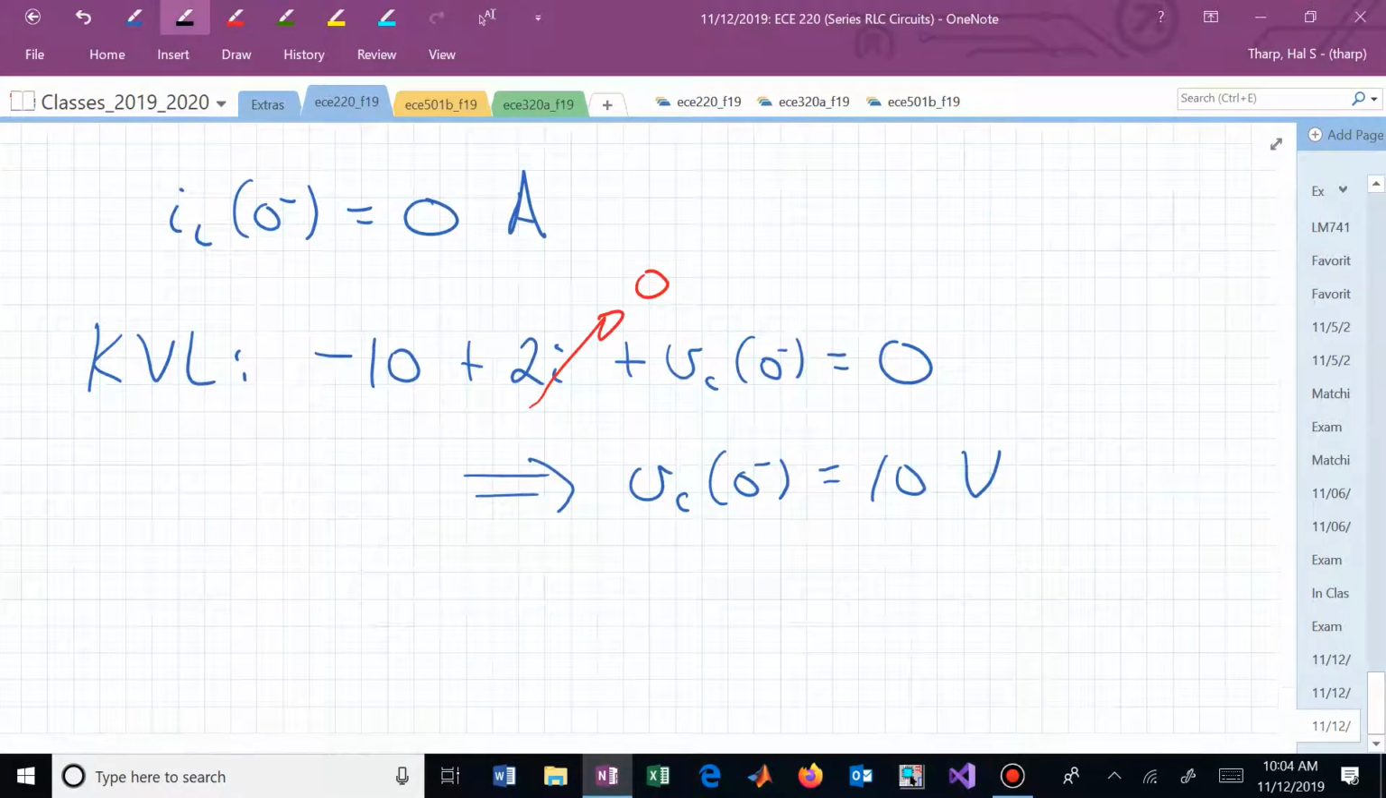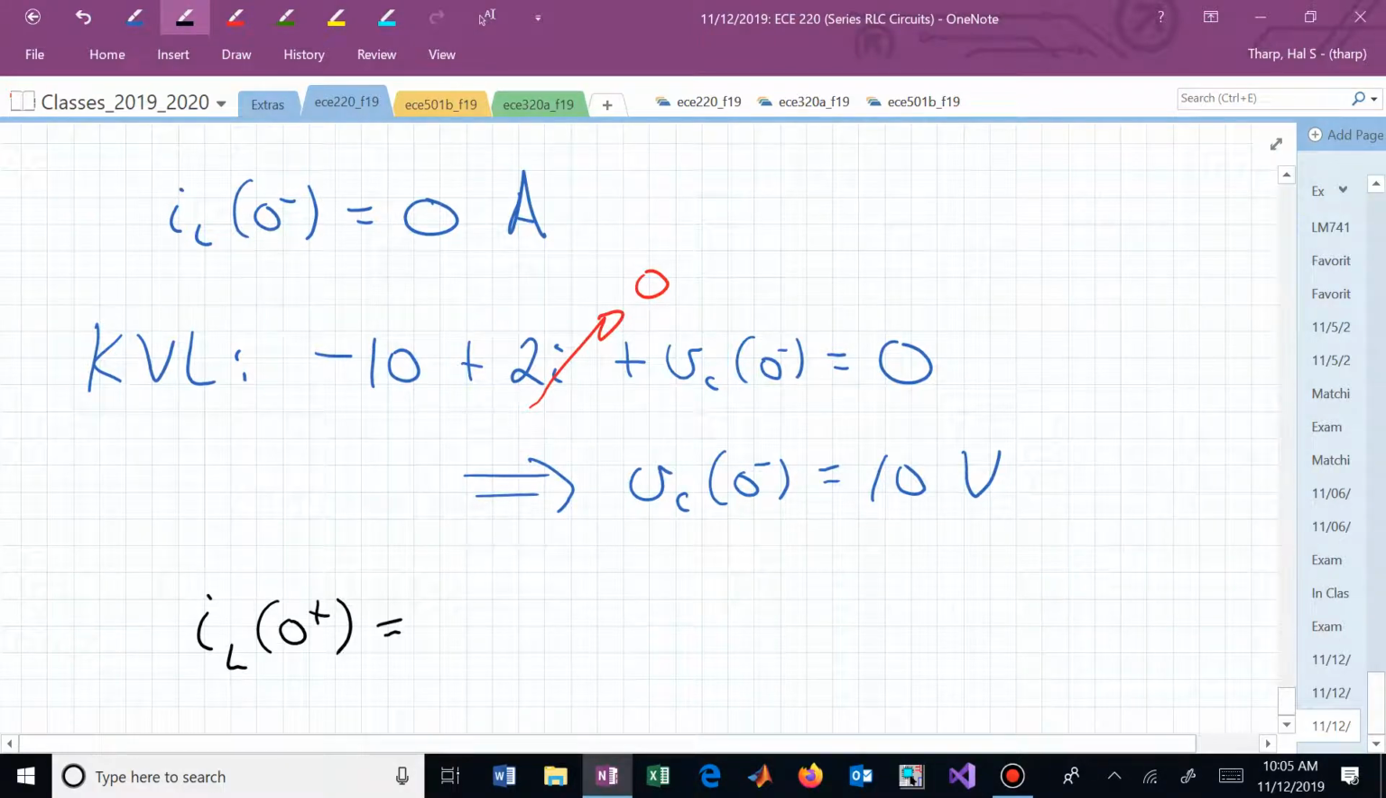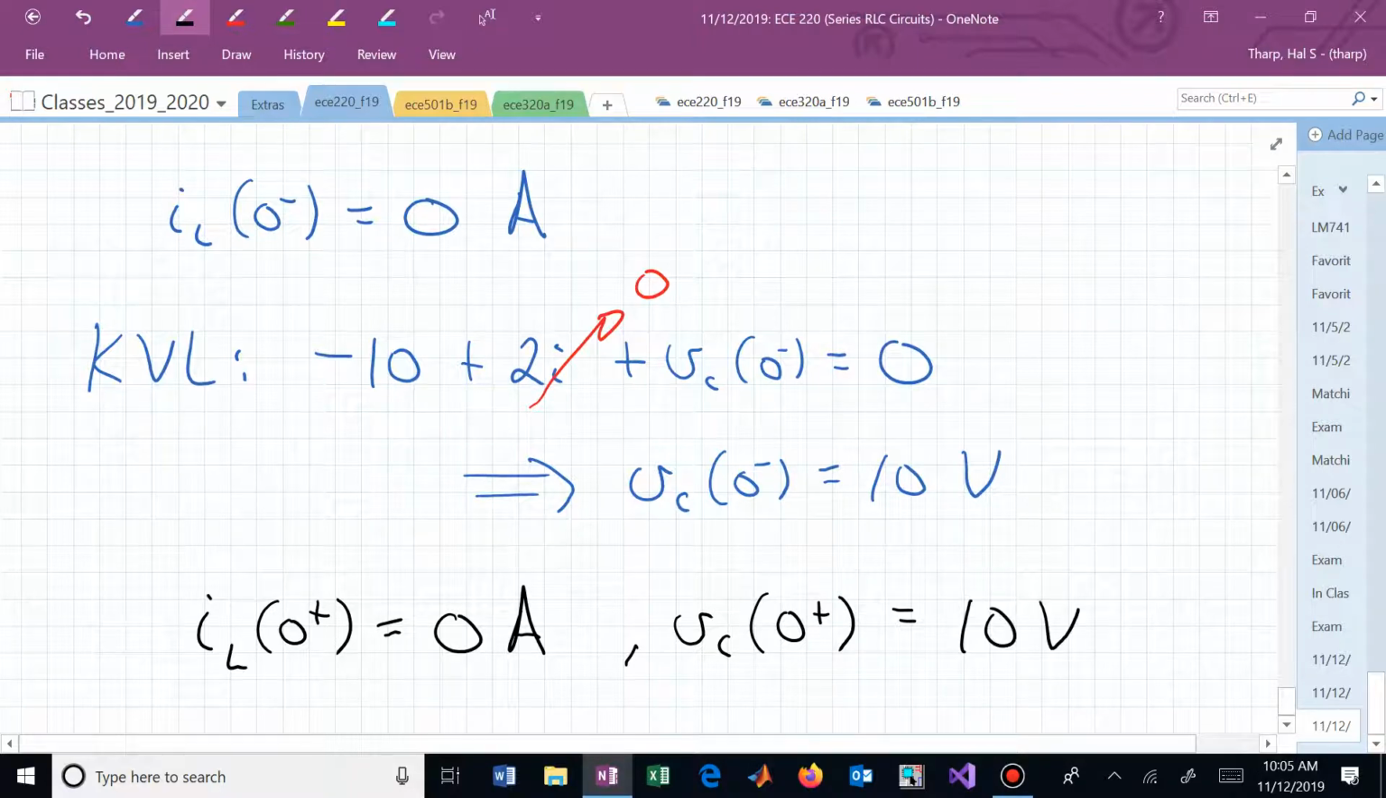Now we know, because the inductor current is continuous, I sub L of 0 plus is 0 amps. Capacitor voltage is continuous, V sub C of 0 plus is 10 volts.